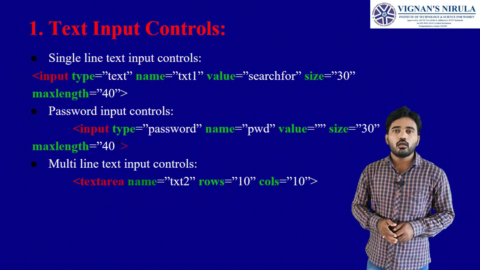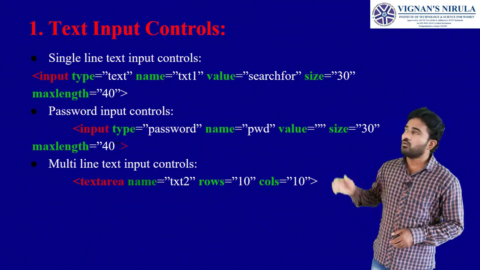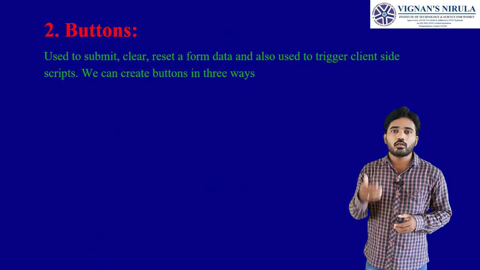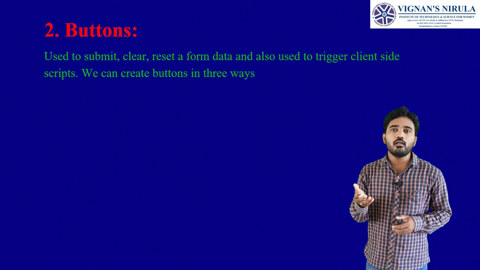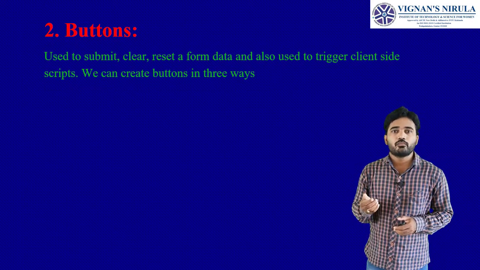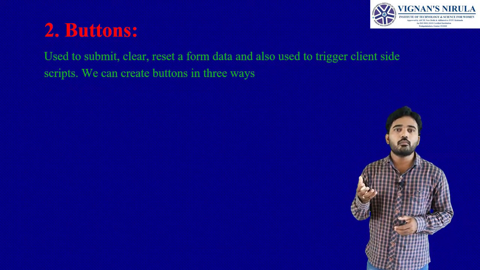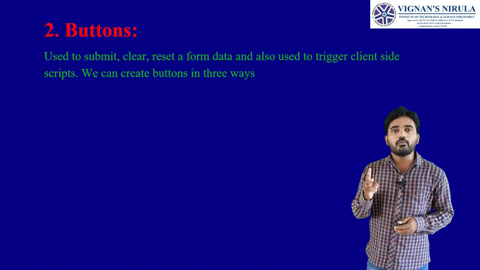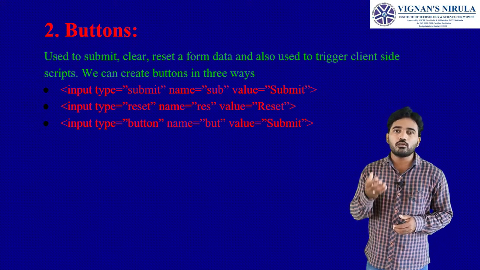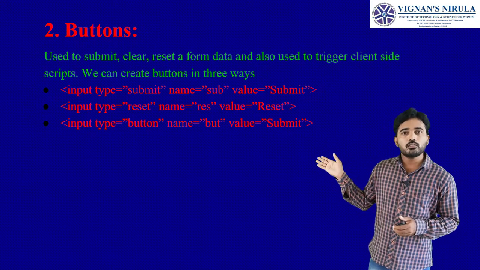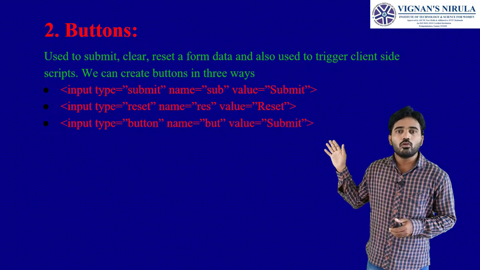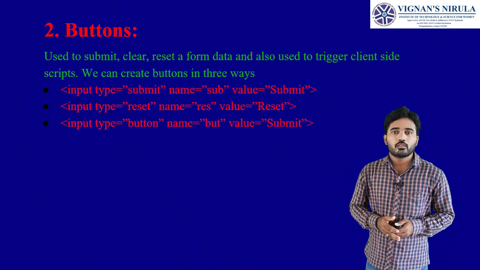Now we will discuss buttons. These buttons are used to submit, clear or reset form data, and they are also used to trigger client-side scripts. We can create buttons in three ways. The first one is input type is equal to submit, the second one is input type is equal to reset, and the third one is input type is equal to button, a normal button.